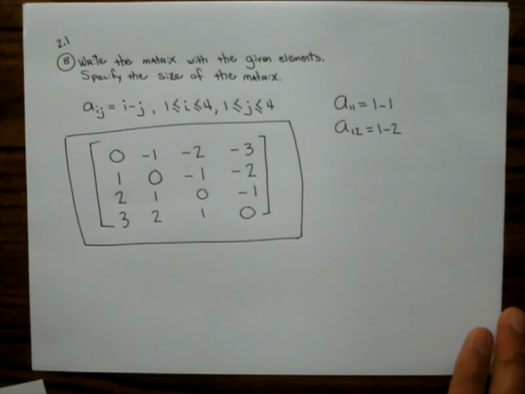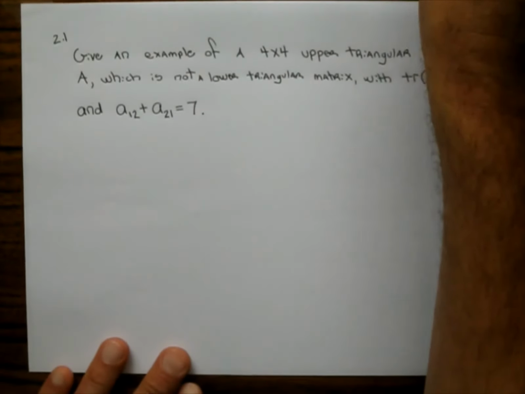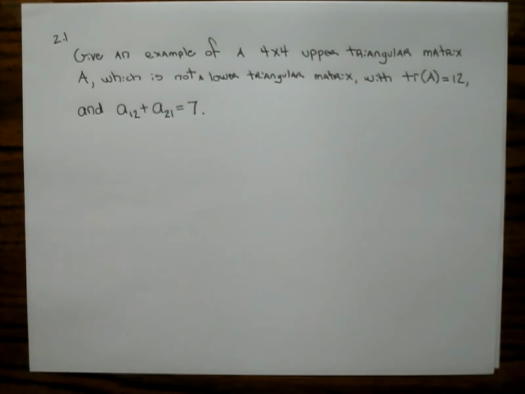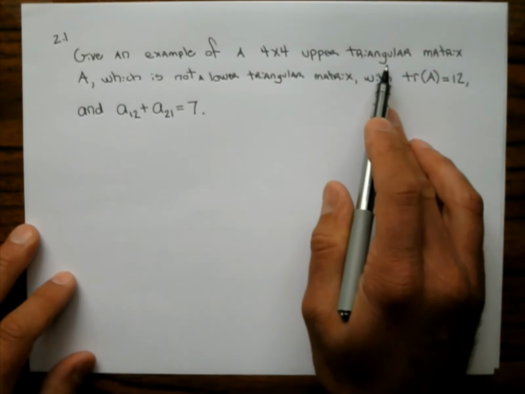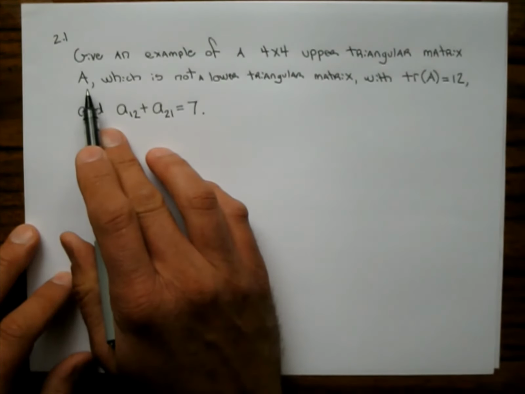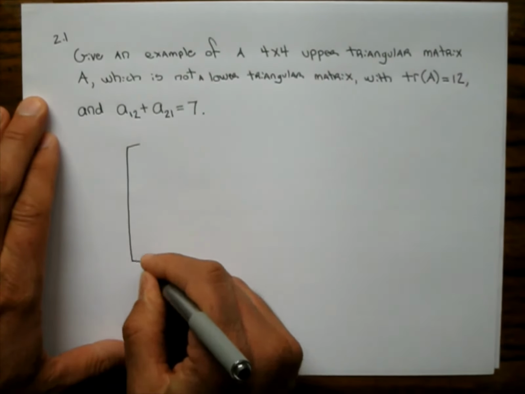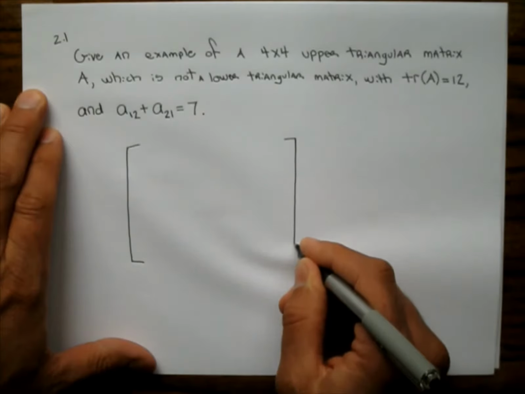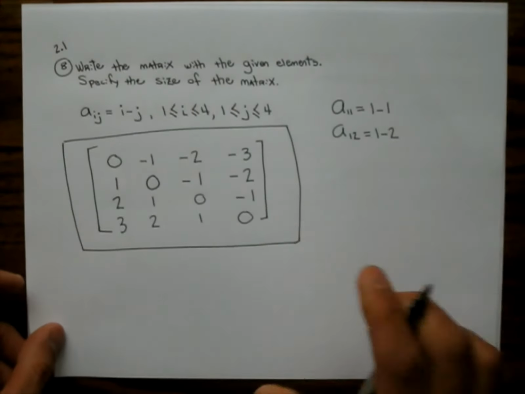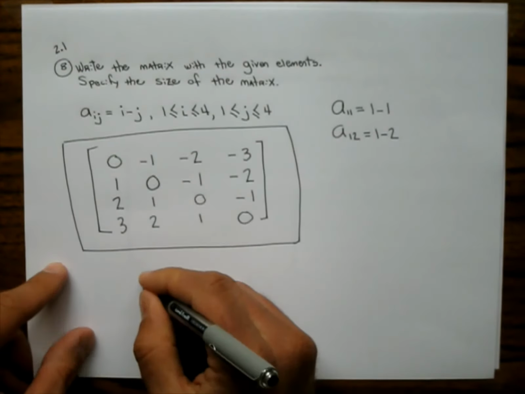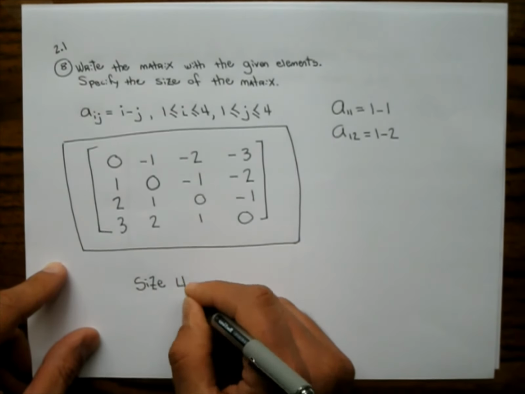Let's do another one from 2.1. This one I just kind of made up because I think I assigned the evens and the odds, so I didn't have any left. Give an example of a 4x4 upper triangular matrix A. Oh, sorry, on the last one it says specify the size of the matrix. Size is 4x4.